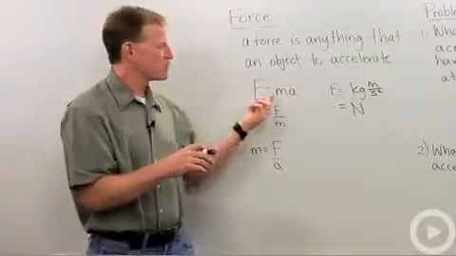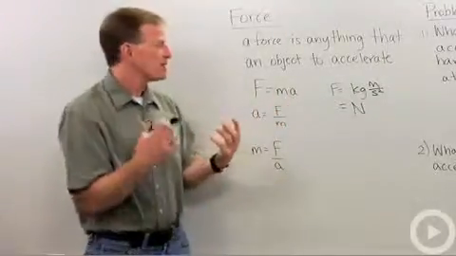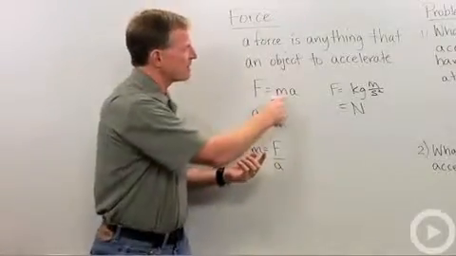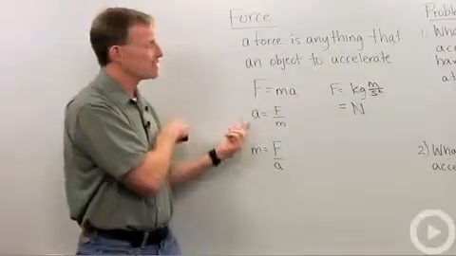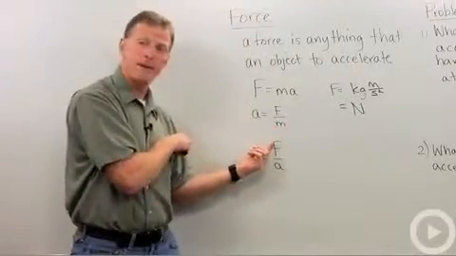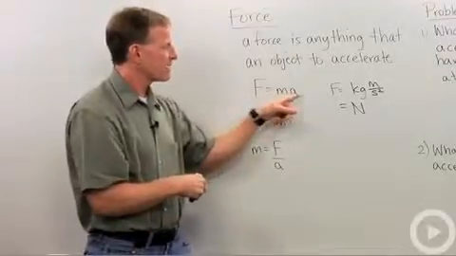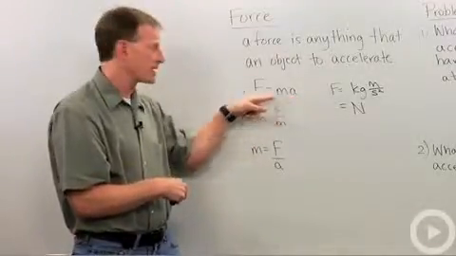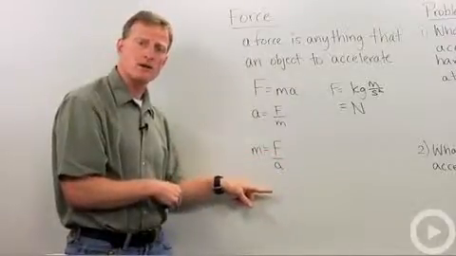So we know that F equals m times a. But if we want to solve for acceleration, I want to get rid of my m. I divide by m here, divide by m here, and I have acceleration equals force divided by mass. If I want to solve for mass, I can again remove my a from this side by dividing, and I get mass equals force divided by acceleration.